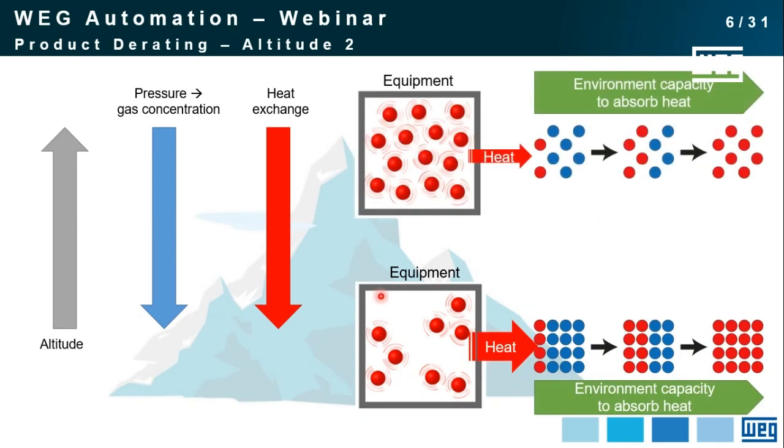But if the same equipment is taken to a higher altitude, here at the peak of this mountain, that's not going to happen, because the density, the concentration of gas here at the peak of this mountain is not as big as you have at sea level, meaning you have fewer blue particles to absorb this heat. Even after some time, the air will absorb part of it, but not enough because you don't have enough air to absorb this heat, meaning that the equipment will remain hot.